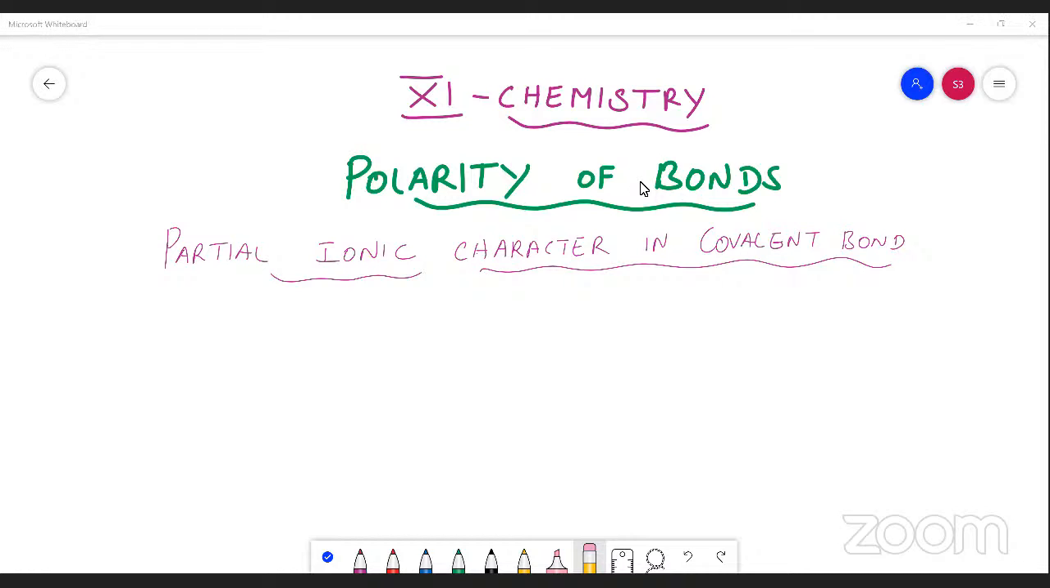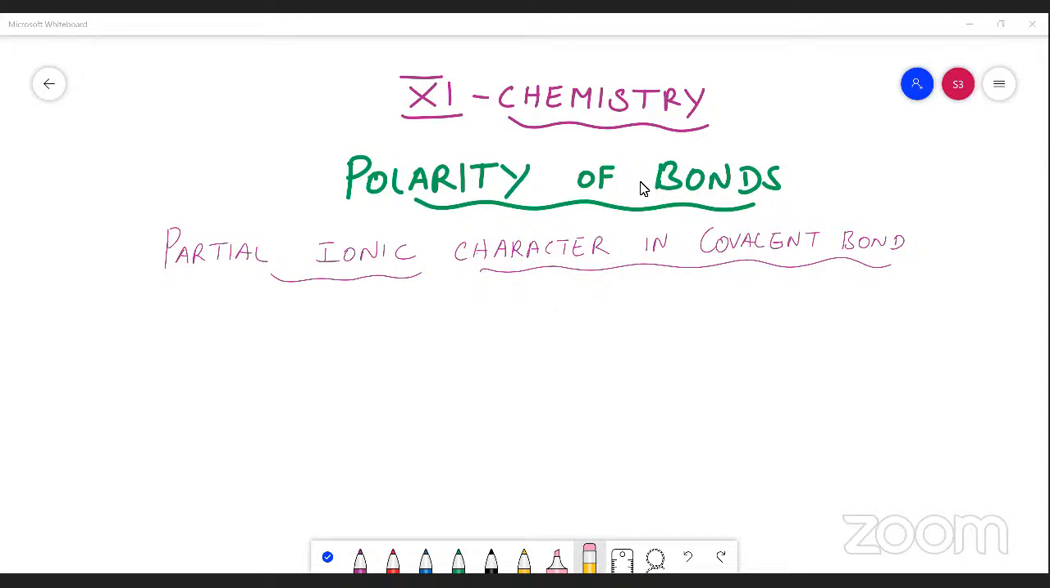Hi students, good morning to everyone. In last class we have discussed about bond parameters, like bond length, bond order, bond angle, bond enthalpy, and resonance. Now we are going to discuss about polarity of bond.